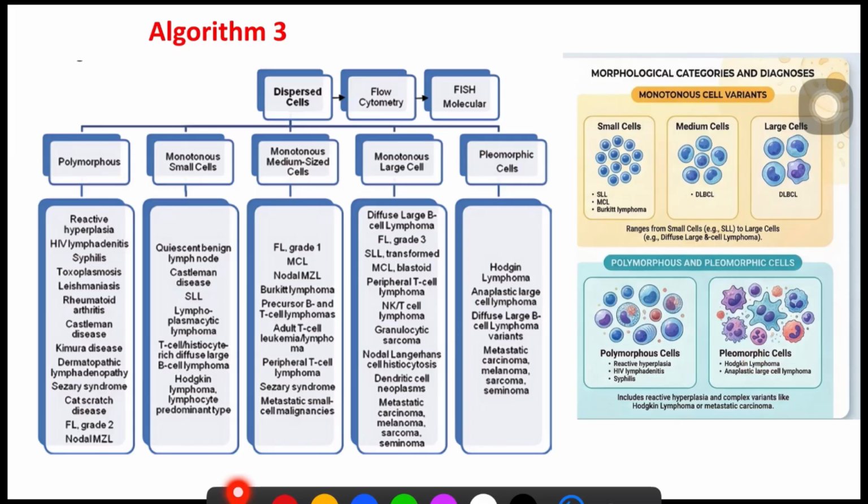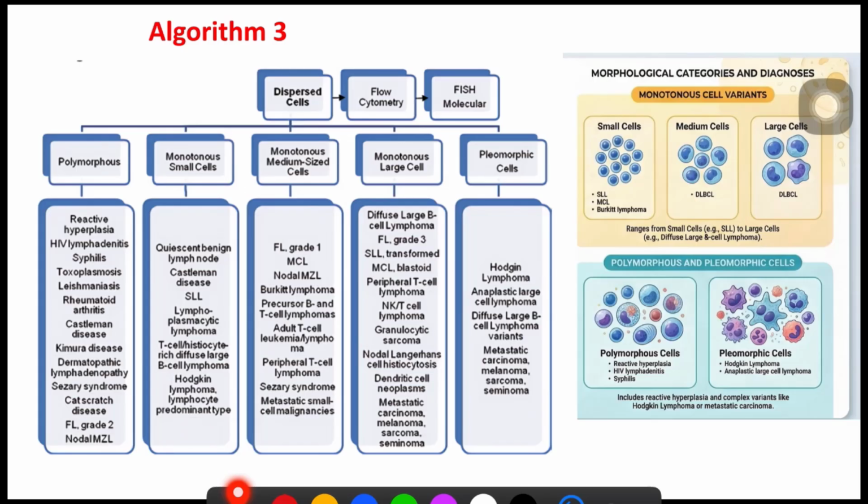Now, monotonous pattern is there. So monotonous is again divided into small cell, medium size or large cell type. So monotonous small cells are most common in quiescent benign lymph node, Castleman disease, small lymphocytic lymphoma, lymphoplasmacytic lymphoma, T cell or B cell lymphoma, Hodgkin's lymphocyte predominant type, right?